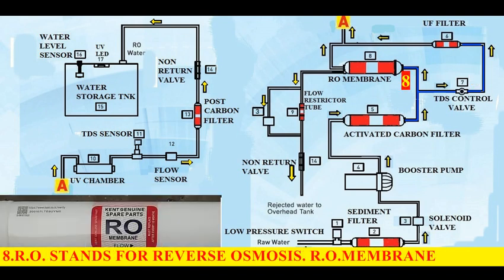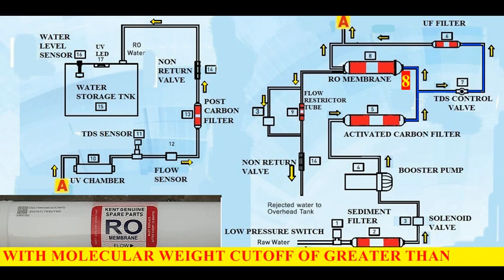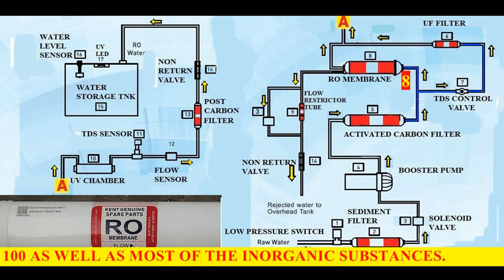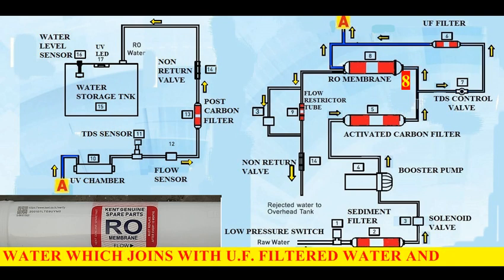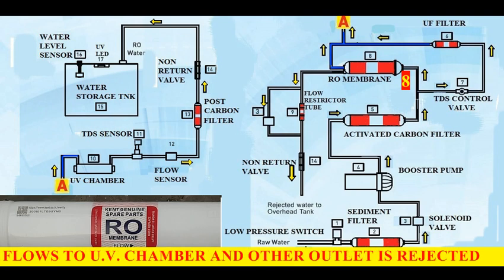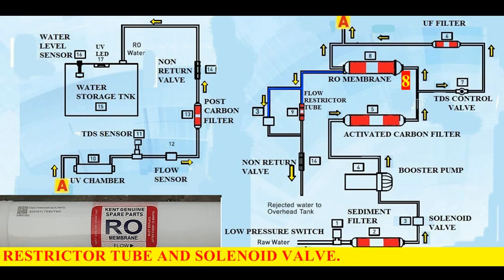Number 8, R.O stands for reverse osmosis. R.O membrane removes bacteria, virus, and organic compounds with molecular weight cutoff of greater than 100 as well as most of the inorganic substances. R.O membrane has 2 outlets. One is filtered water, which joins with U.F filtered water and flows to U.V chamber, and the other outlet is rejected water, which splits and flows to flow restrictor tube and solenoid valve.